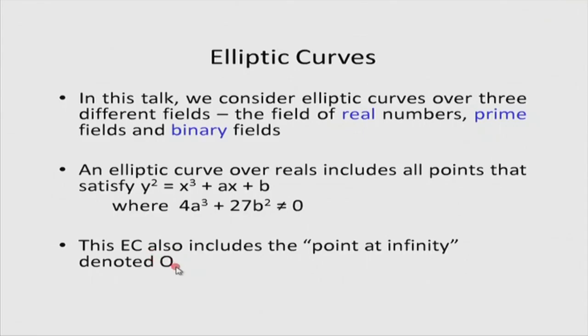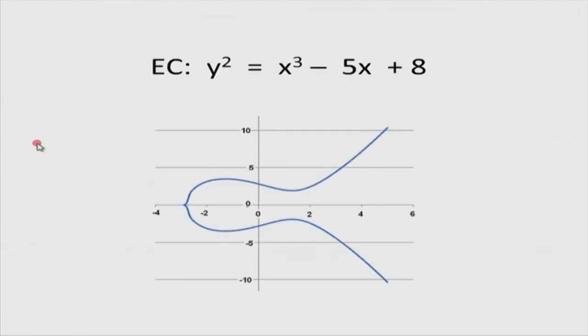Just note at this time that there is a very special point. This is not the point with coordinates 0, 0 or anything like that. This is an abstract point, the so-called point at infinity, which is also part of the elliptic curve. So here is an example of a curve. You can plot it out yourself. The curve y squared is equal to x cubed minus 5x plus 8. I think some of my students plotted this in an Excel sheet. So this is what the curve looks like.